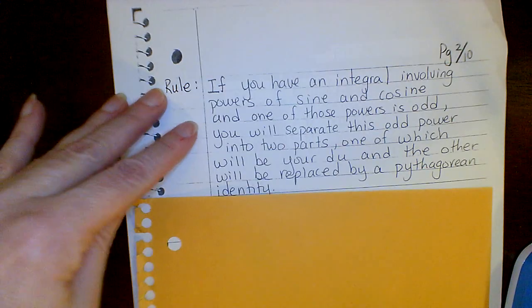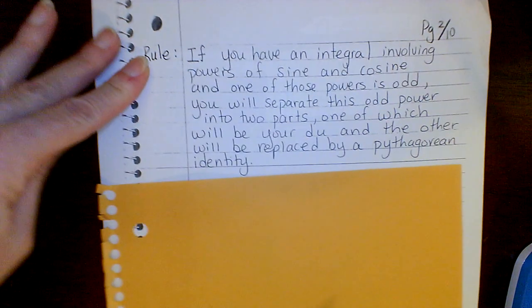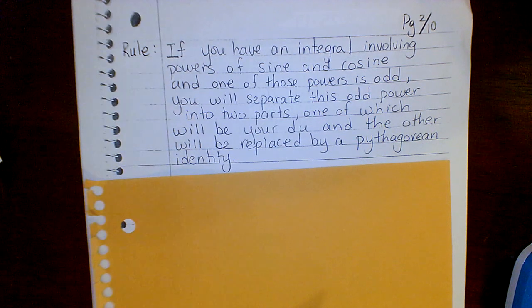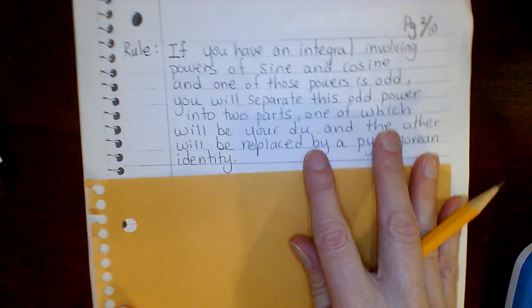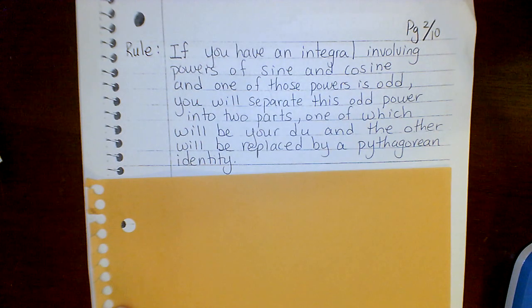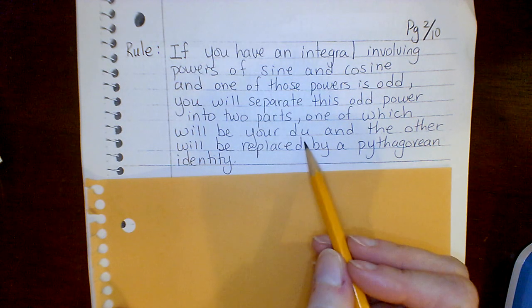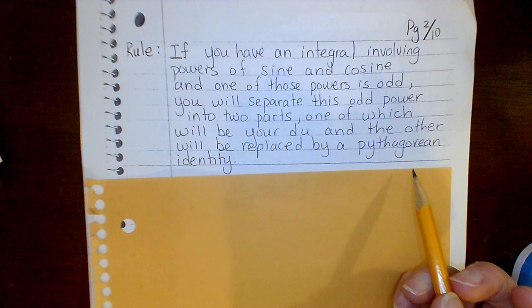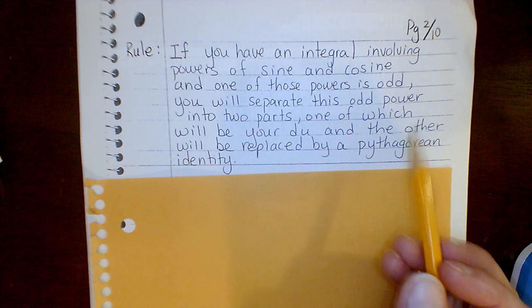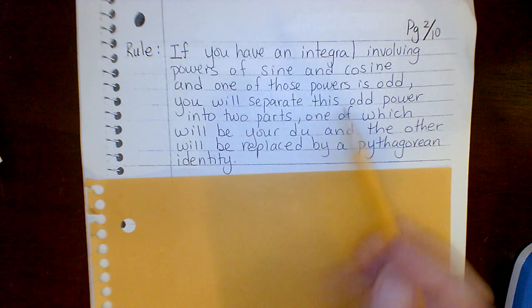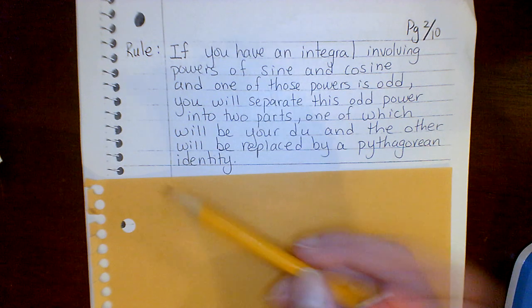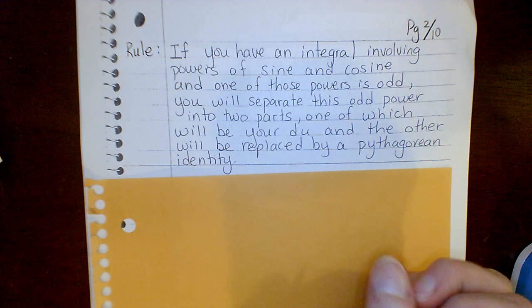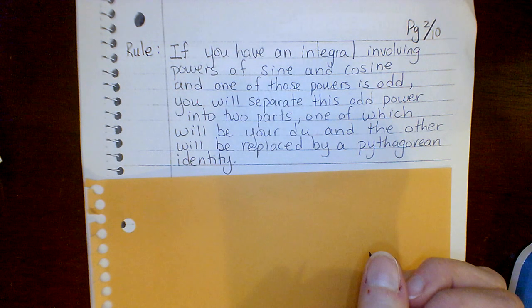So here's the rule. If you have an integral involving powers of sine and cosine, and one of the powers is odd, you're going to separate this odd power into two parts, one of which is going to be your du, and the other is going to be replaced by a Pythagorean identity. So that odd power, we're going to separate one of them off to the side for your du, and then the other one we'll be able to use a Pythagorean identity on.